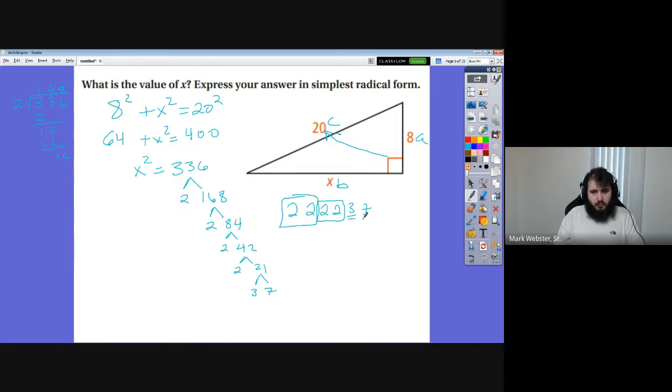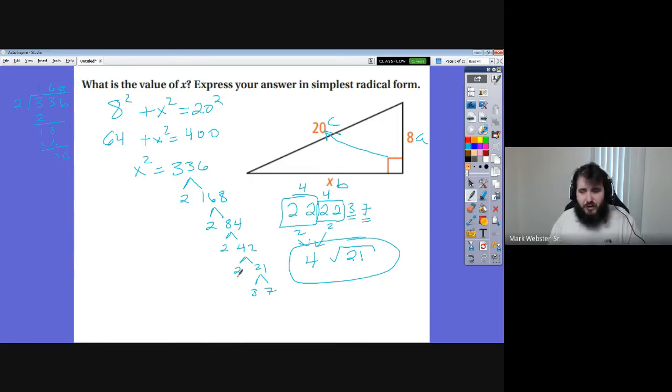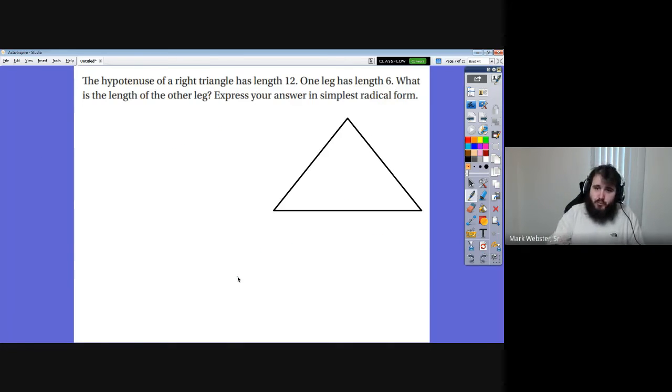These don't have any pairs with them, right? So we got a 4 on the outside from these two. Yeah. And then on the inside, we're stuck with this 21 as extra. And that is the length of my side, 4 times radical 21, which is a little bit more than 16 total, right? 4 times a little bit more than 4. Same idea. It's your turn now.